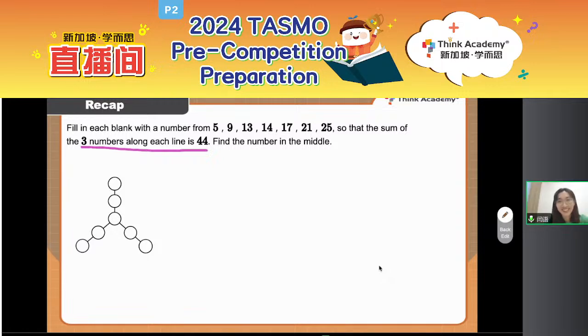Okay, do you have the answer? Wow, I see some students just guess and check also get it correctly. Okay, so I want to mention more about the methods here.